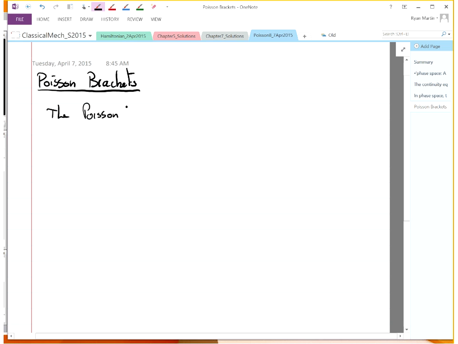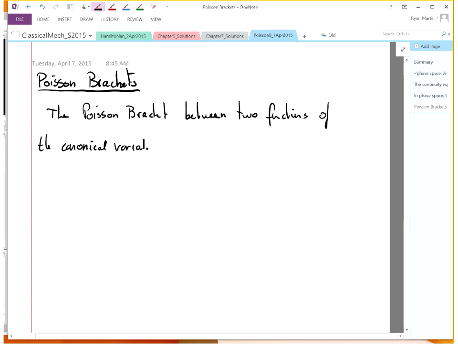So let's define these Poisson brackets. The Poisson bracket between two functions of the canonical variables is defined to be... So I've said a few things here that you don't know what they mean, like a function of the canonical variables. So let me just write the definition and then we'll go back to it.